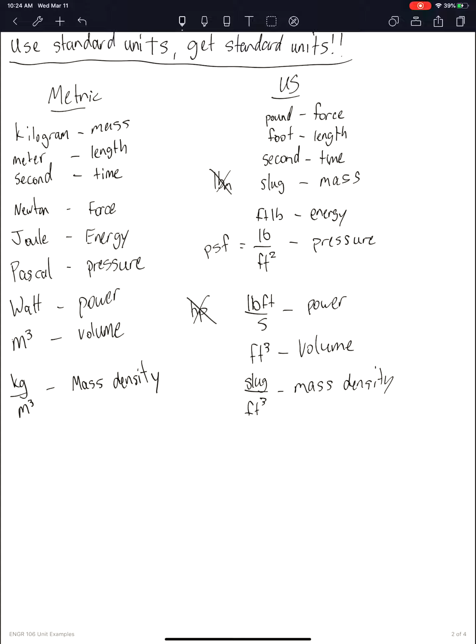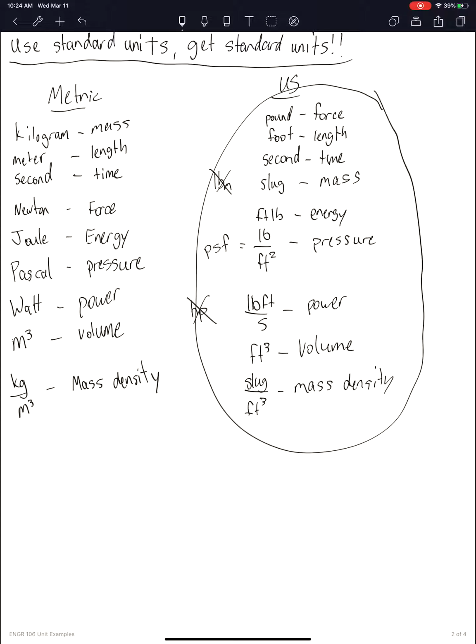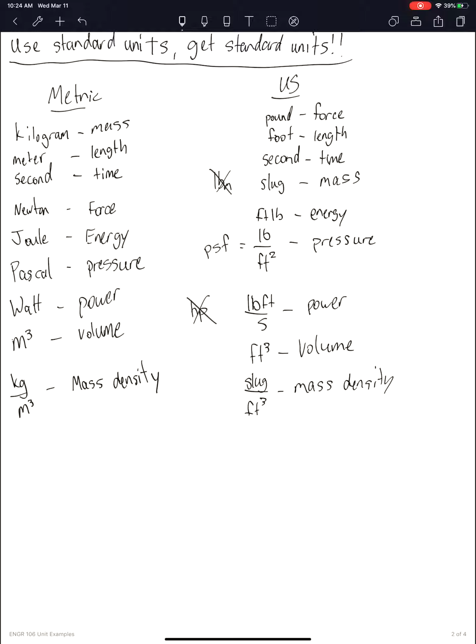You know it must be the case. If you are using only units on this list, and you know your answer is a power, then you know it's going to be in pound-feet per second. You do not have to work out the units. If everything is standard, you will get standard units. So let's apply this to some calculations.